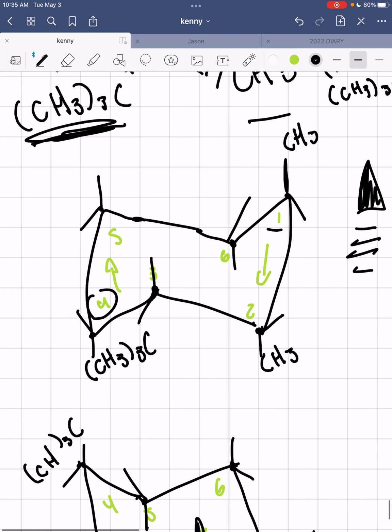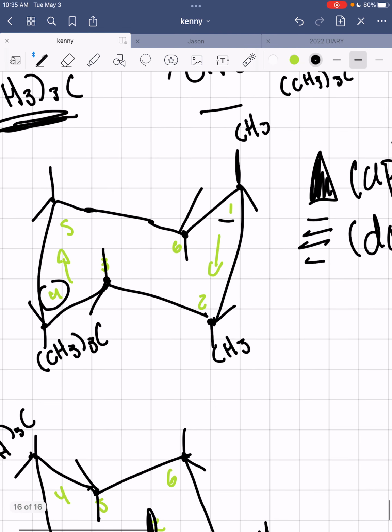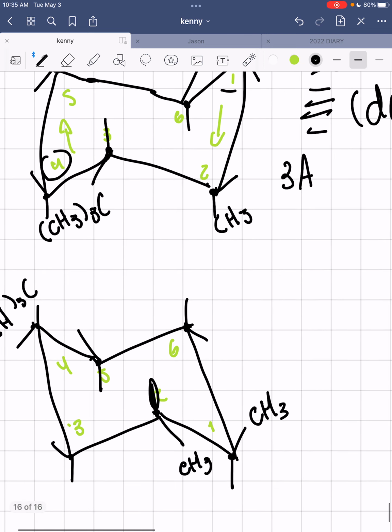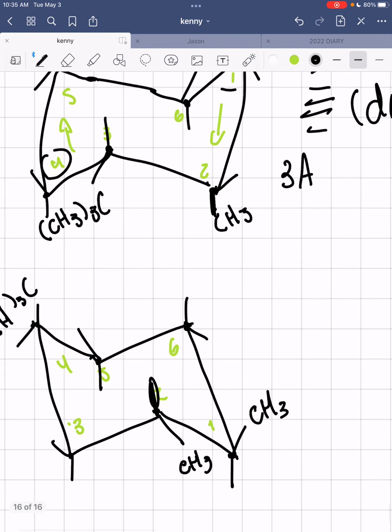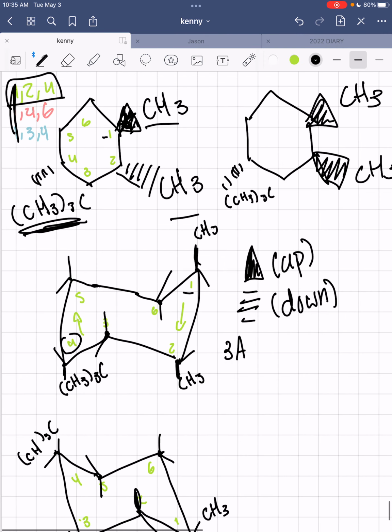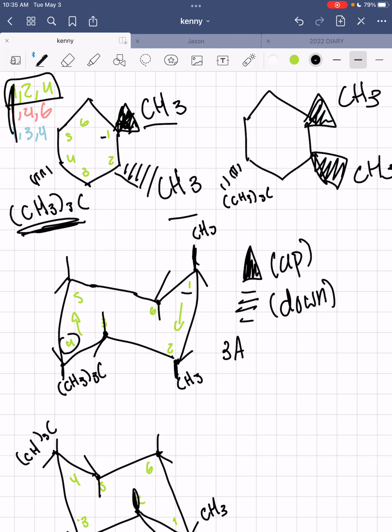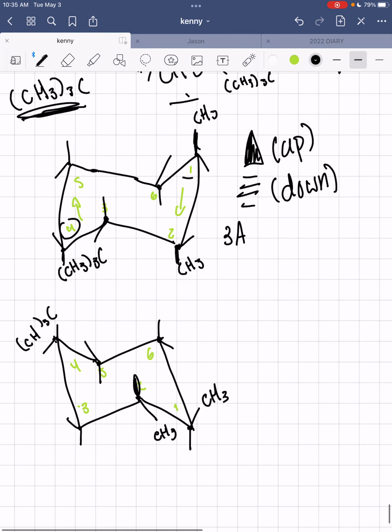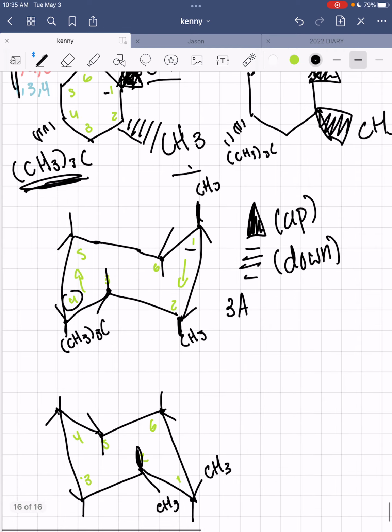So this one has all three of them on an axial bond, which makes it not that stable. You can tell because this is straight down, this is straight up, and this is straight down. Let me check if it's right. So the first one, axial up, second one, axial down. Yeah.